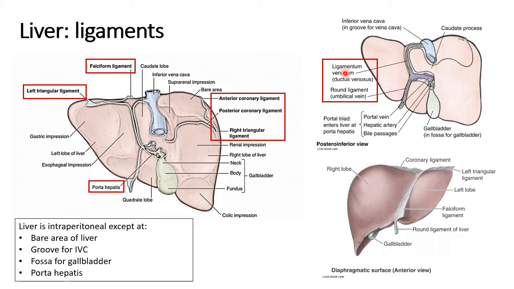So the ligamentum venosum and the round ligament, or ligamentum teres, are developmental ligaments. They were veins or ducts in the fetus. After birth, they get closed, obliterated, and become ligaments.